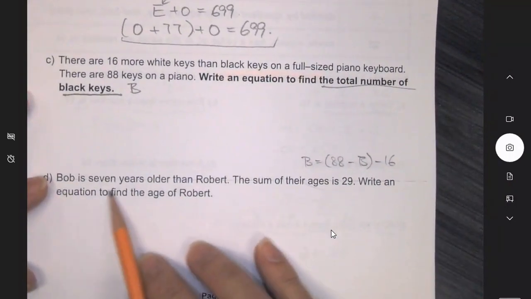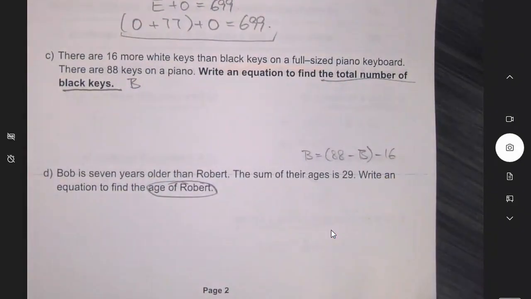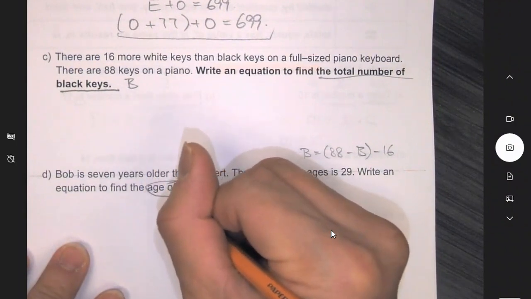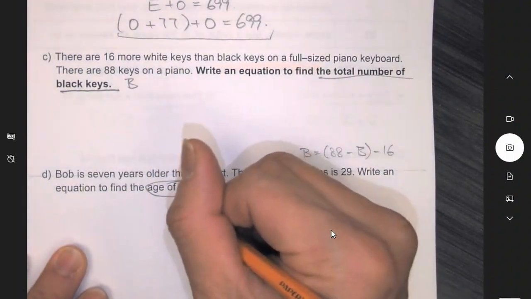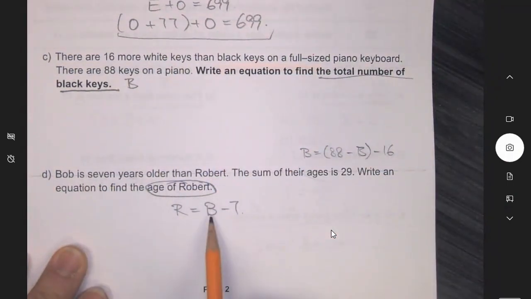Now, this other one: Bob is 7 years older than Robert, and I'm looking for Robert. So for the final answer, again, you want the age of Robert, so the equation needs to have an R in there. In this case, I would have R equals... Bob is 7 years older than Robert, so R would be B minus 7. So Robert would be B minus 7.